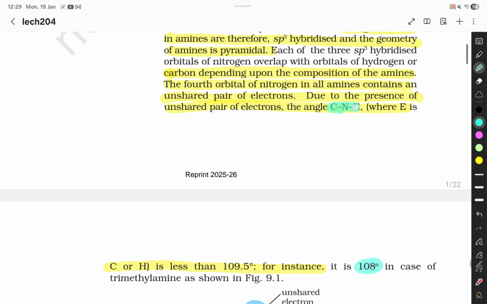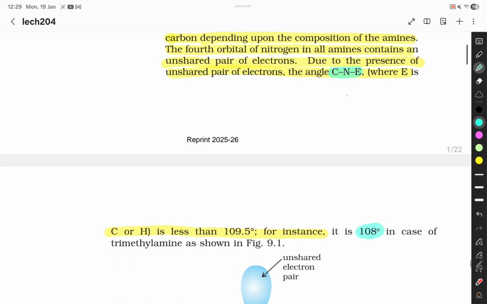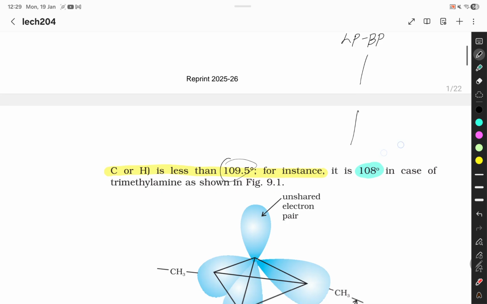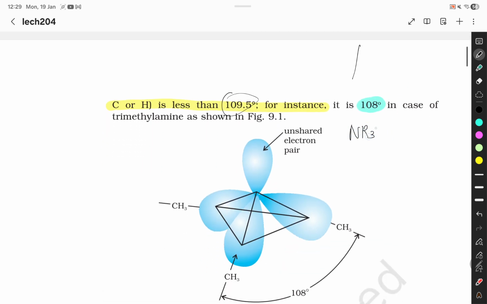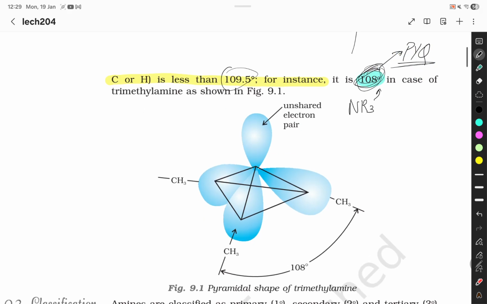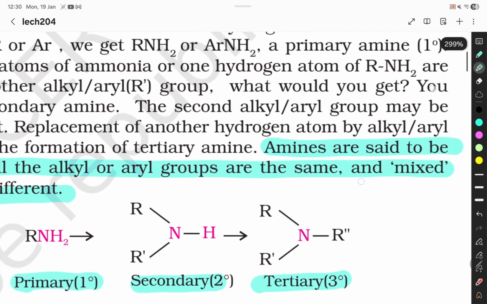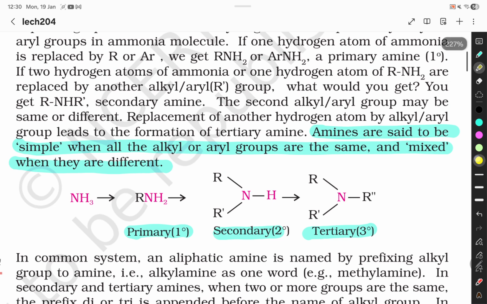So they have given that because of lone pair bond pair repulsion, the bond angle of NR3 is 108 degrees. This has been asked as an exact value in a PYQ, so make sure to mark it up. NR3 bond angle is 108 degrees. Something that we always tend to miss is that simple amines are amines where all the aryl or alkyl groups attached to the N are the same, and mixed is when they are different.